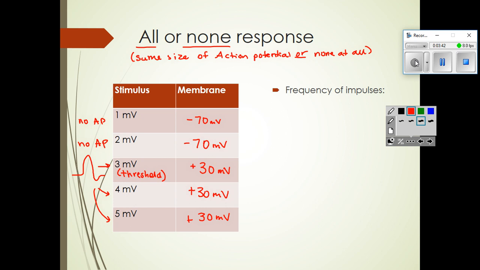So if the action potential can't get bigger, how on earth would you know that one sound is louder, or that one cup of coffee is hotter than the other, or that one light is brighter? How would you detect that? It'll all be about frequency. The frequency increases with the stimulus strength.